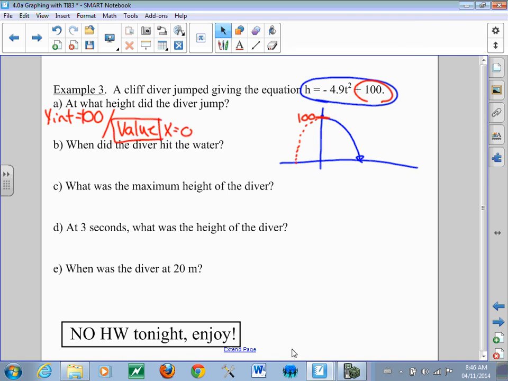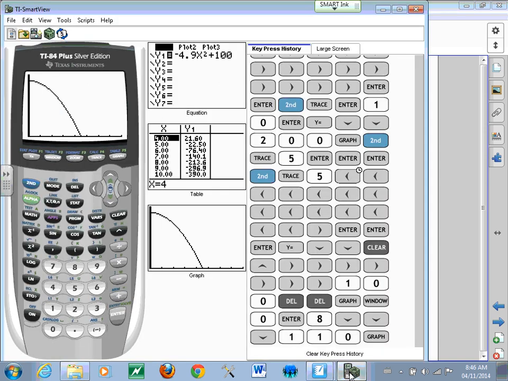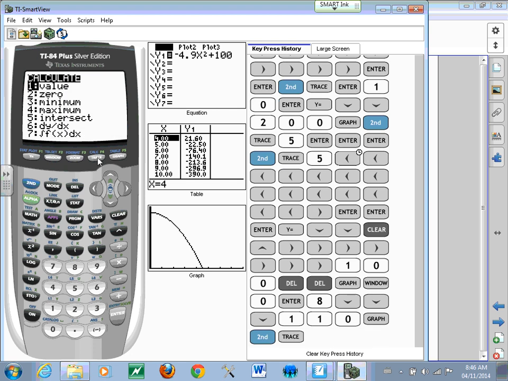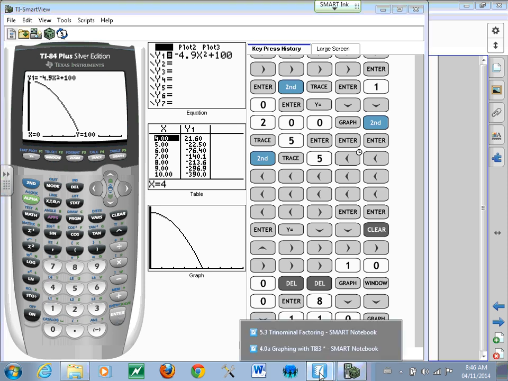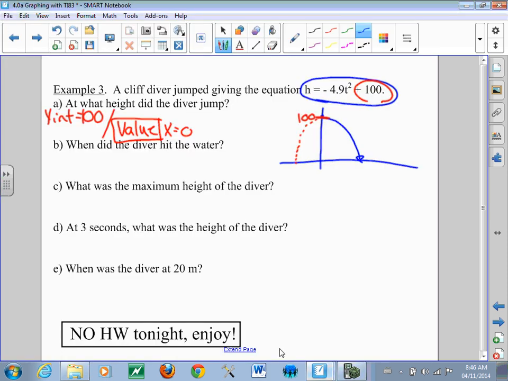So let's quickly do that, just to prove it. Okay, so we're going to go second trace, value, hit 0 for time, and hit enter, and it proves it right there, 100 meters. So go back and do that one. Okay, so therefore he started at 100 meters.